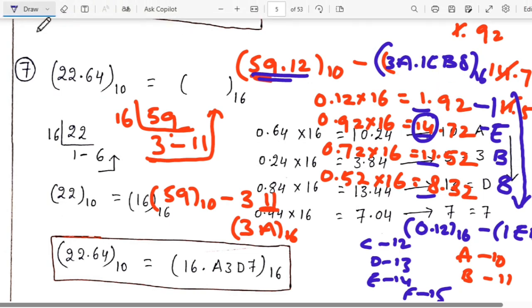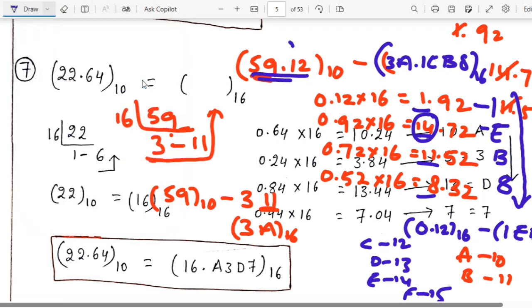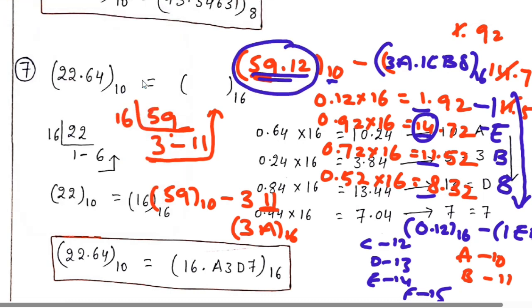So what is the answer? 59.12. It is a decimal number system because the base is 10. So converting into hexadecimal, we get 3A.1EB8. In the hexadecimal number system, 10 can be represented as A, 11 can be represented as B. Like that, some alphabets are added.